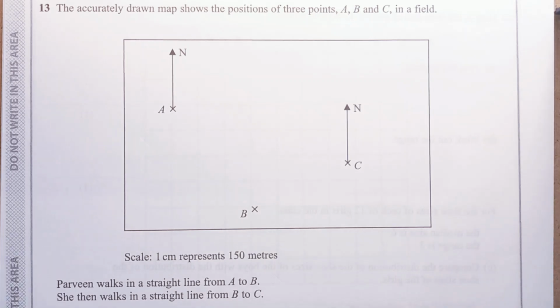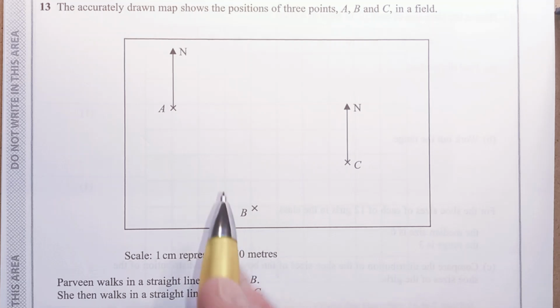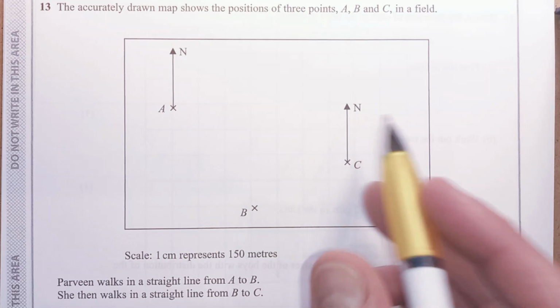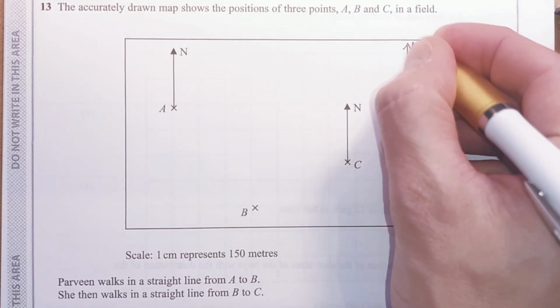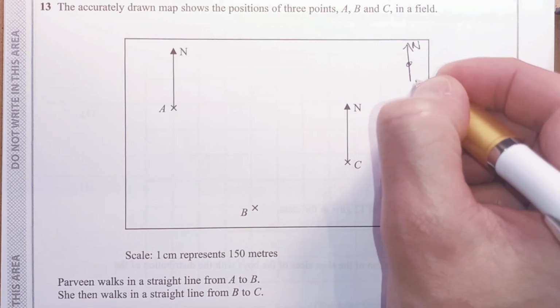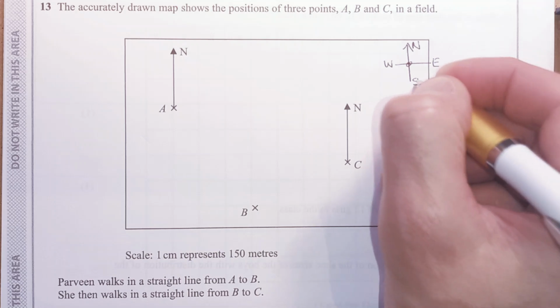Question 13. The accurately drawn map shows the positions of 3 points, A, B and C, in a field. We've got a scale here. 1 centimetre represents 150 metres. So 1 centimetre on here is 150 metres in real life. They're also showing us where north is. So what I'm going to do is just remind myself with the compass directions. So north, south. Never eat shredded wheat.